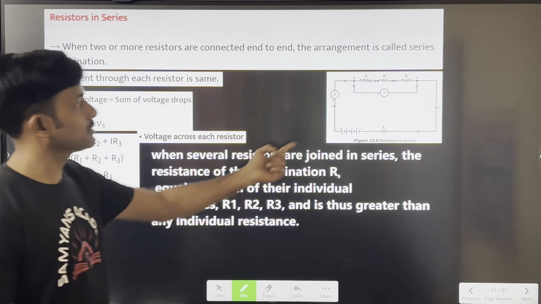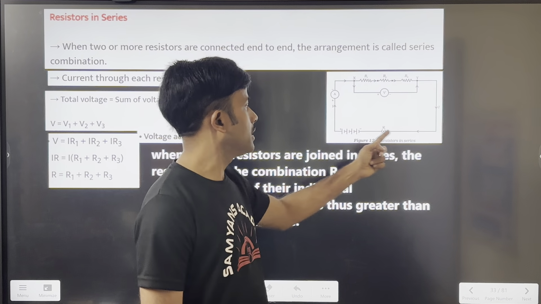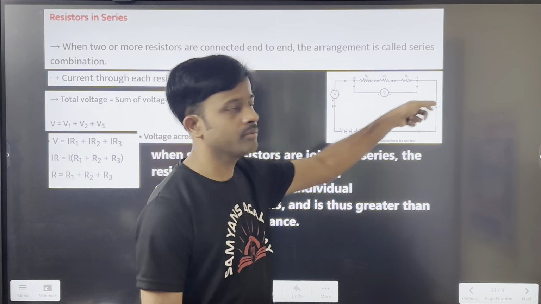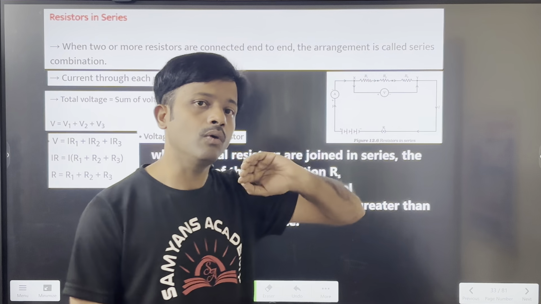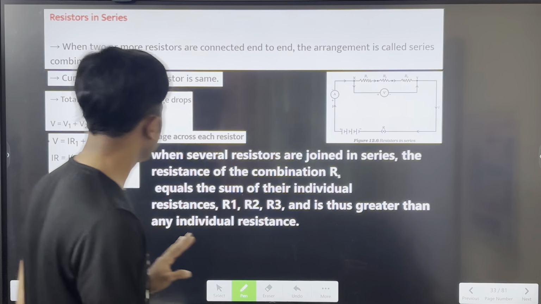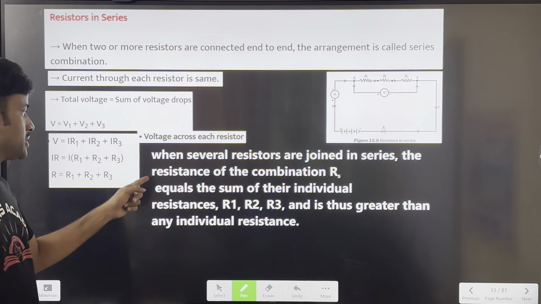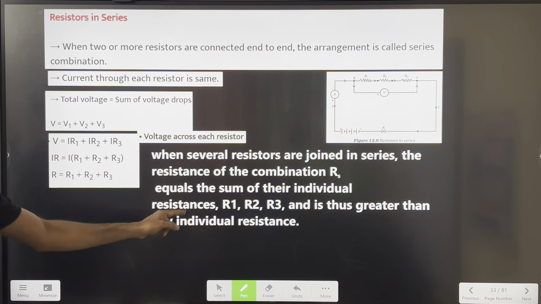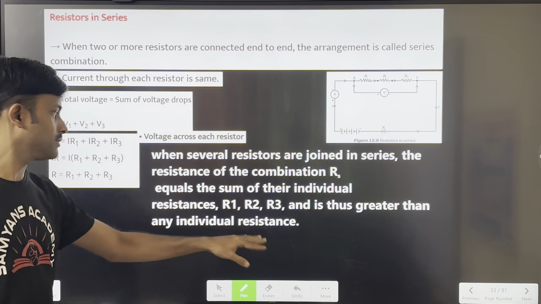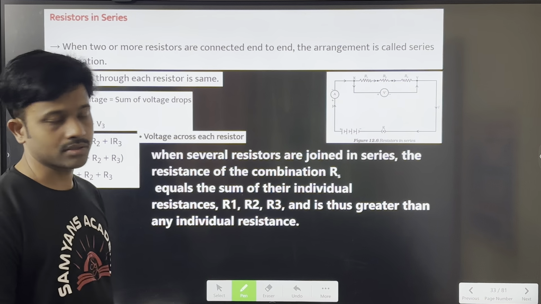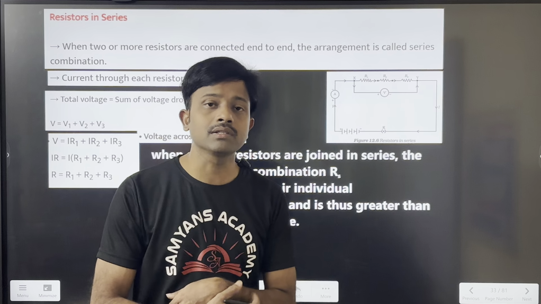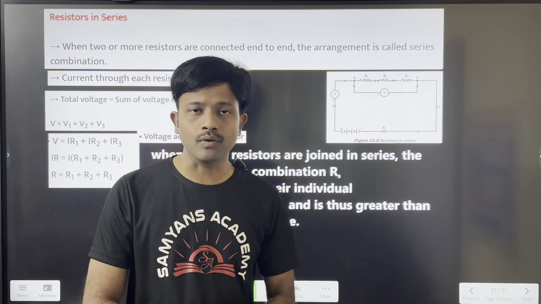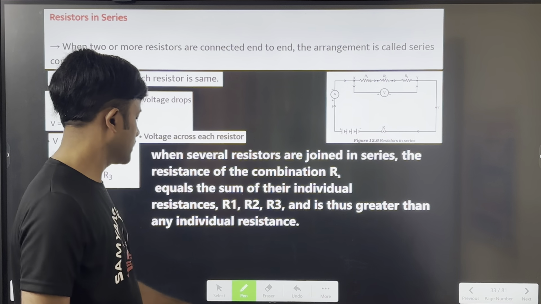Okay, you have to connect like this. R1, R2, R3, right? Here a switch key is there, an ammeter is there which measures the electric current value, and a voltmeter is there, which measures the voltage drop across each resistor. So when several resistors are joined in series, the resistance of the combination is Rs, which is equal to the sum of their individual resistances R1, R2, R3, and thus greater than the individual resistance. The total resistance of the circuit is greater than the individual resistance. Why? Because we are combining all resistances. Yes or no?